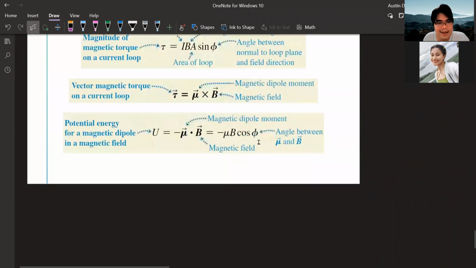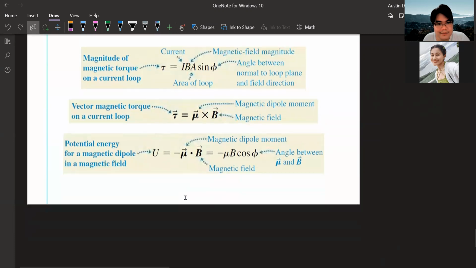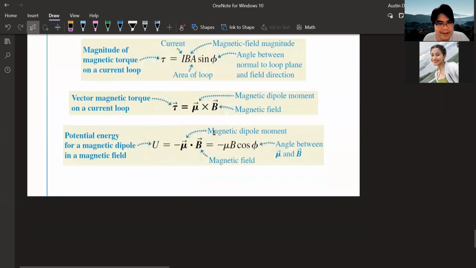Okay. And then, meron tayong energy. Katulad lang din sa electric dipole natin, di ba? P dot E yun. Parang ganun. Something like that. Ganun lang din dito. Alright? Ito, so given dito yung potential energy for a magnetic dipole under a magnetic field.